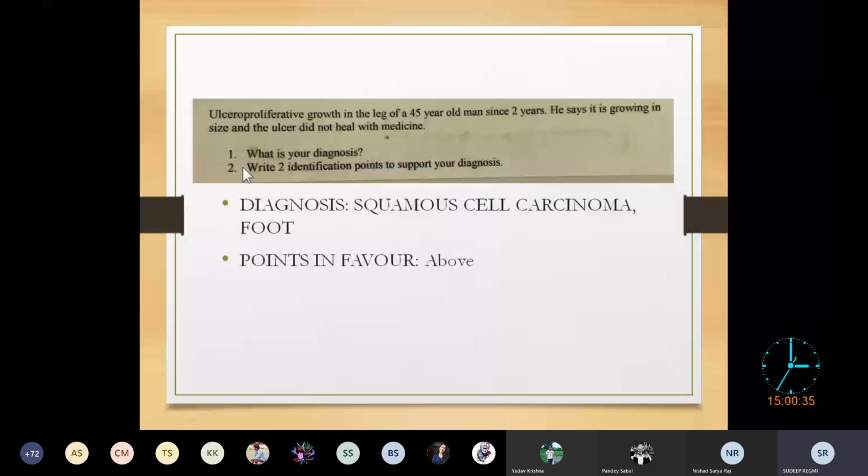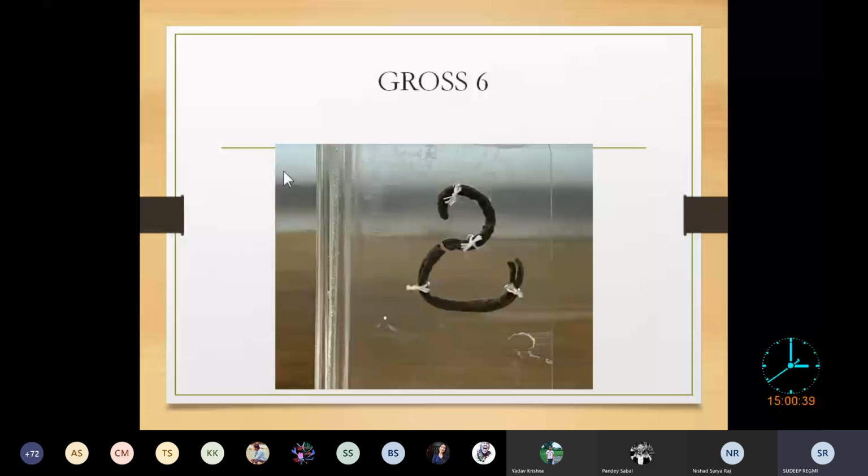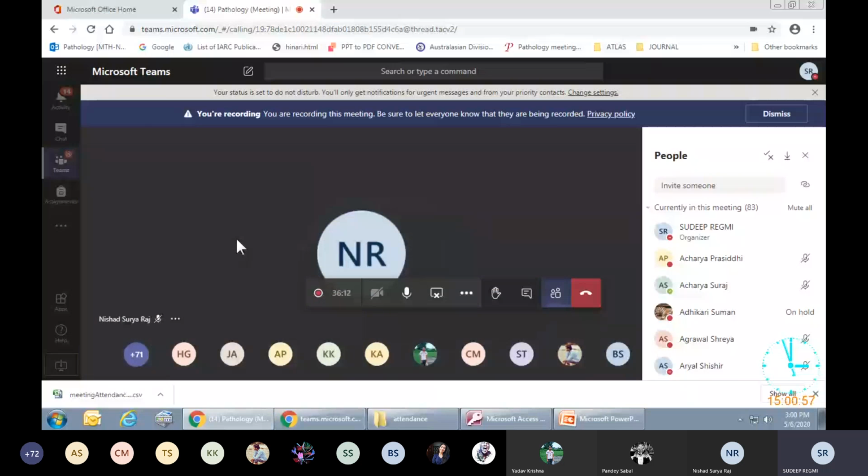Gross number 6. Anyone, can you elaborate this gross? Thrombosis. Okay, Suryaraj, please carry on. It is a specimen showing a thrombus, clotted blood. Okay, it is a specimen of a thrombus.